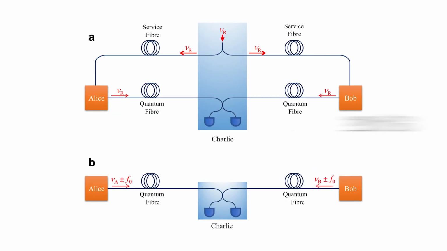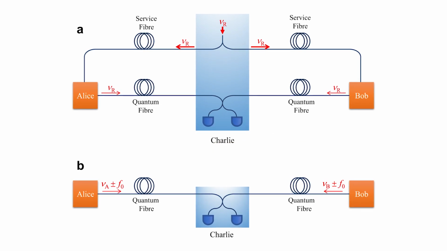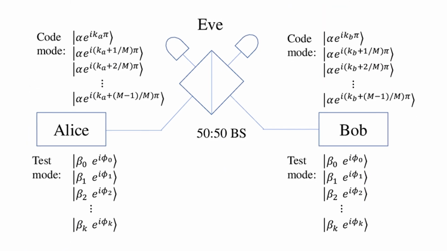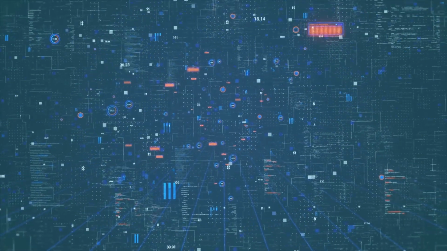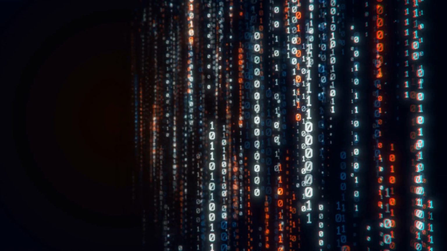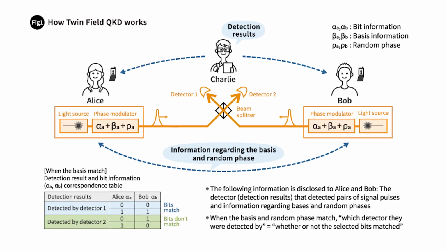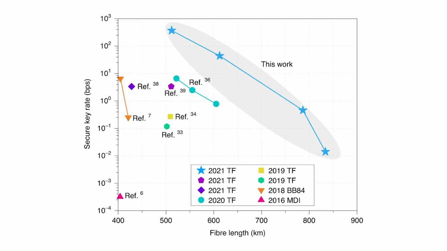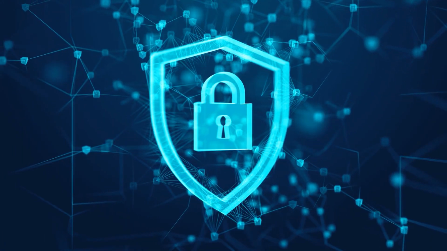In 2018, a new protocol called Twin Field QKD was introduced. The Twin Field QKD protocol is designed to handle situations where some of the information might be lost. It does this by using two fields, sort of like having a backup plan. If one field faces problems, the other field steps in to help. This way, even if a part of the message goes missing or gets weaker, the other field can still carry the information safely.